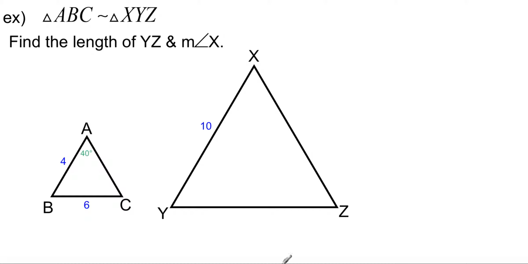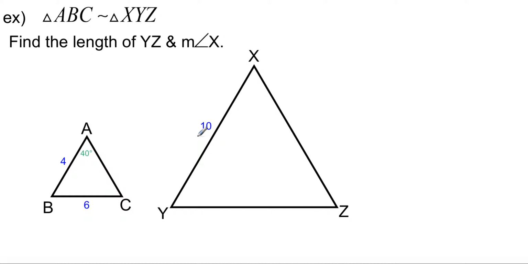All right, so let's look at an example now and solve for some missing sides. All right, we've got triangle ABC is similar to triangle XYZ. Find the length of YZ and the measure of angle X. So these figures are down below and there's some given information. Angle A is 40 degrees, side AB is 4, side BC is 6, and on the big triangle, all we have is side XY is 10.